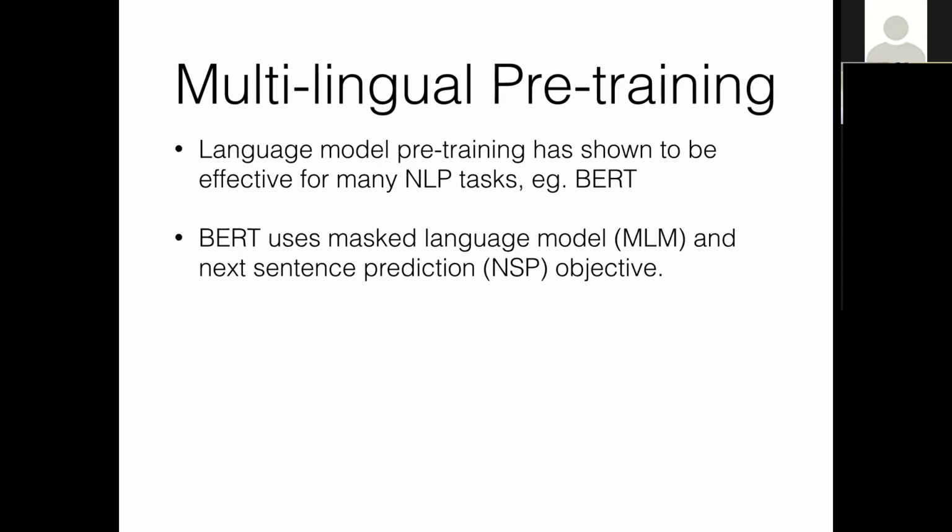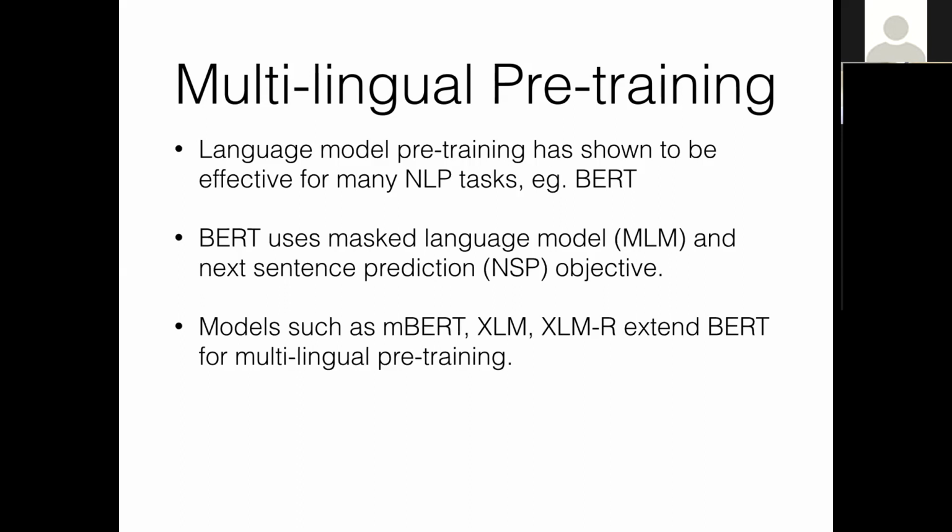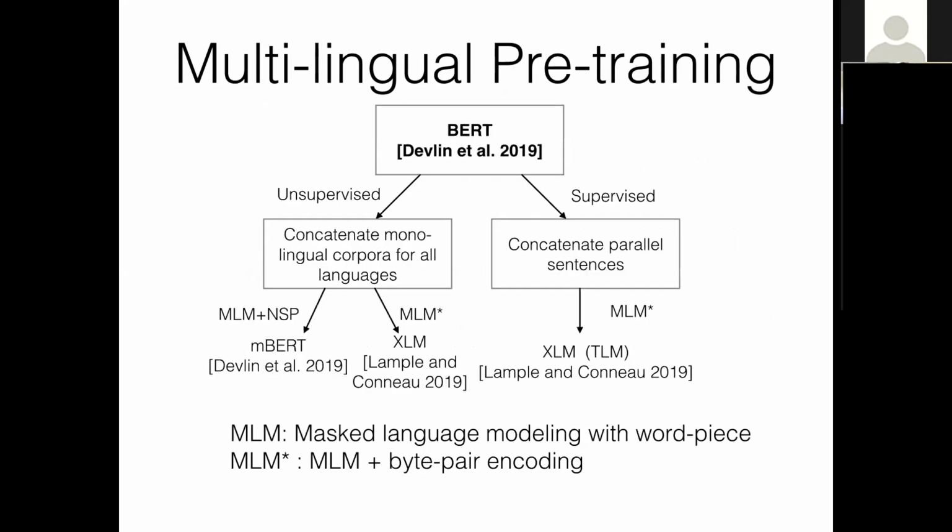wherein two consecutive sentences are fed, and the model has to predict the next sentence given the current sentence. Many recent works have extended this BERT objective for multilingual pre-training, such as multilingual BERT, XLM, and XLMR. Here I have a summarized version of all of these models.